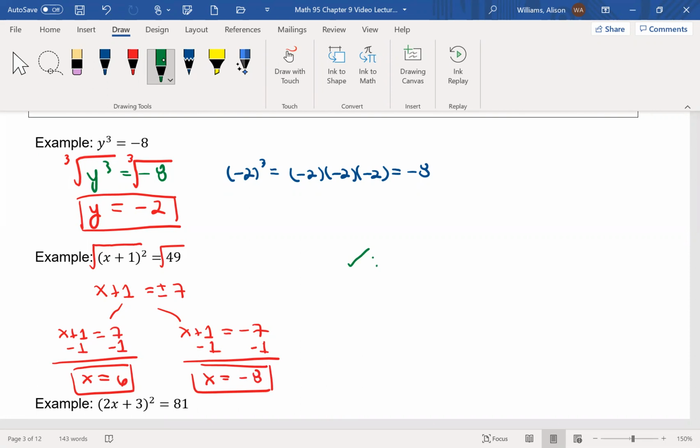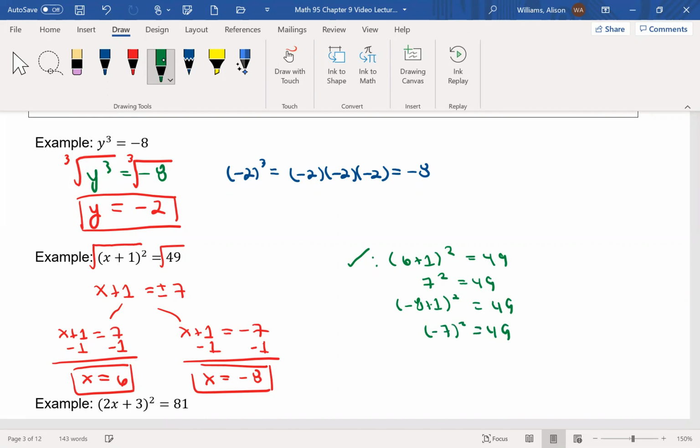So when I plug in 6, plus 1 is going to be 7, and 7 squared is going to be 49. It's going to work. Yay. Okay. When I plug in 8, I'm sorry, negative 8, negative 8 plus 1 is going to be negative 7, and negative 7 squared is 49. Okay, so they both work.